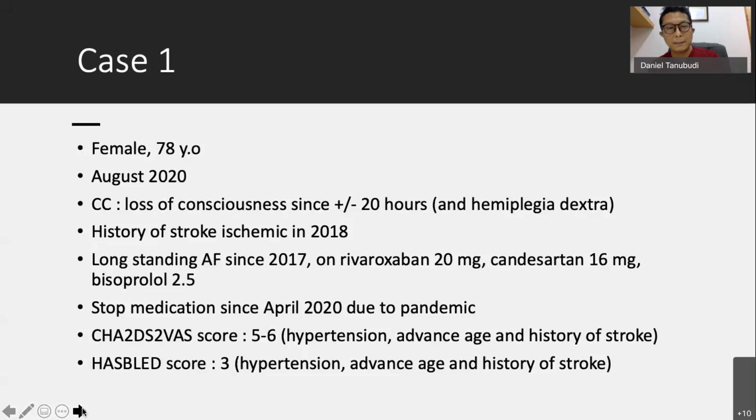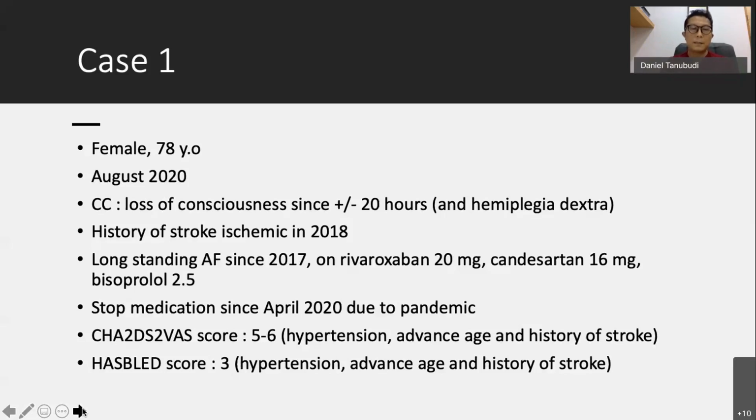So let me show you one case. This is actually my case in my hospital: a female, 78 years old, who came last month in August due to loss of consciousness for 24 hours. They spent almost a day at home taking care of their mother by themselves, not aware that the loss of consciousness was due to stroke. More interestingly, this lady also had a history of ischemic stroke 2 years ago, so this is the second attack of stroke, and the patient also had long-standing atrial fibrillation since 2017, on rivaroxaban 20 milligrams, candesartan, and so on.